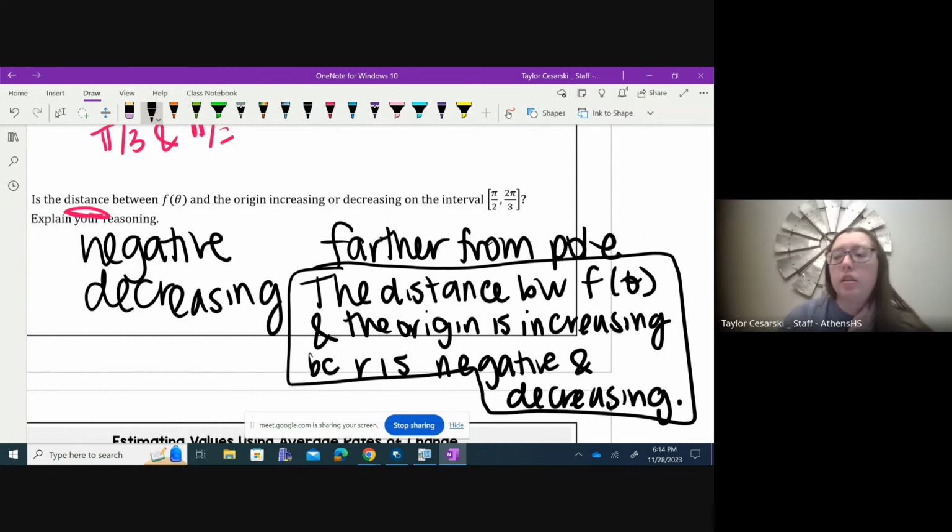Just take AP Stat and there'll be 10,000 times more words, but that is what you're looking for. If you just say the distance is increasing because it is negative and decreasing, you're not going to get full credit. So just be very careful. Get in the habit now of writing out with specific vocabulary. Okay.